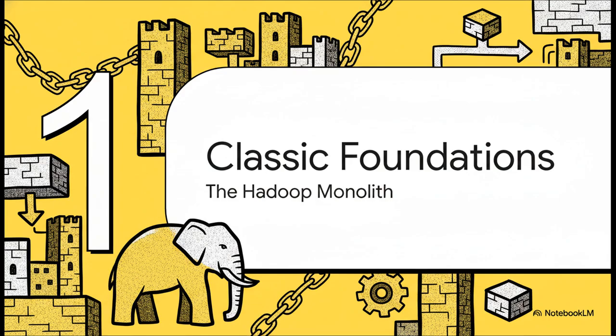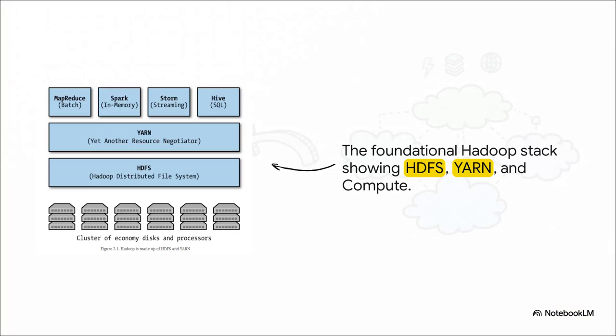Let's begin our journey in the classic era, with the monolithic powerhouse that started it all. The original Hadoop setup had this just brilliant simplicity to it. It was a tight coupling of core systems, kind of like a perfectly stacked layer cake. At the bottom, you had HDFS providing fault-tolerant storage across a whole cluster of commodity hardware. Right above that sat YARN, which stands for Yet Another Resource Negotiator, acting basically as the operating system to dynamically allocate computational resources. And then right at the top, you had your compute engines, like MapReduce.